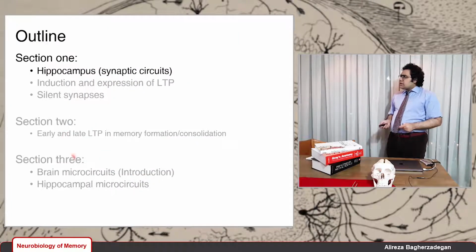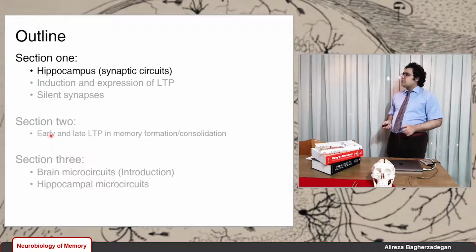I've divided this lecture series into 3 sections because there's a lot to talk about. In section 1, which is this section, I'm going to talk about the hippocampus, its macroscopic anatomy, its gross anatomy, and a little bit about its synaptic circuits. Then I'm going to talk about the induction and expression of LTP in different pathways in the hippocampus. And finally, I'm going to introduce a concept called silent synapses.